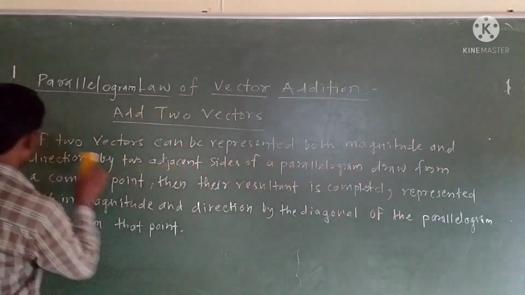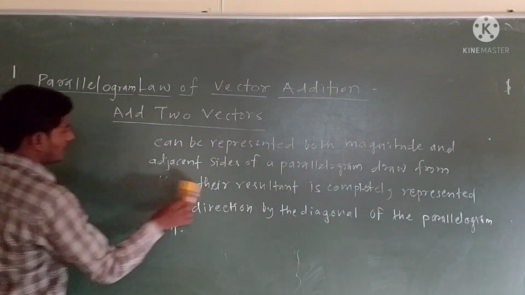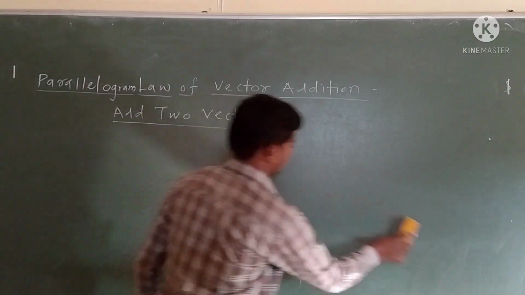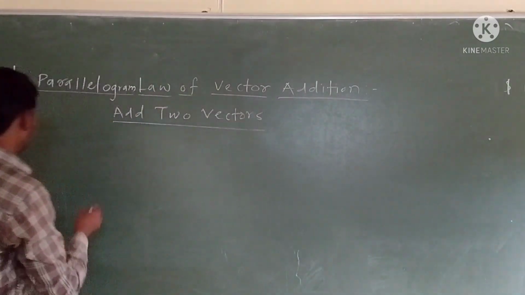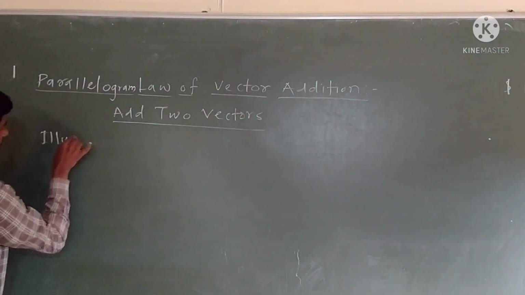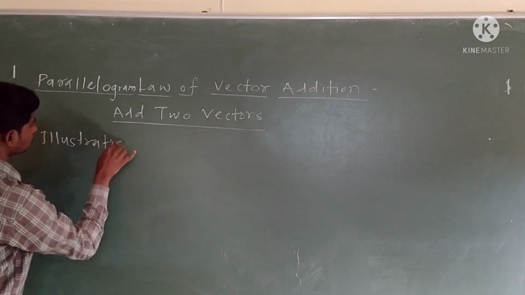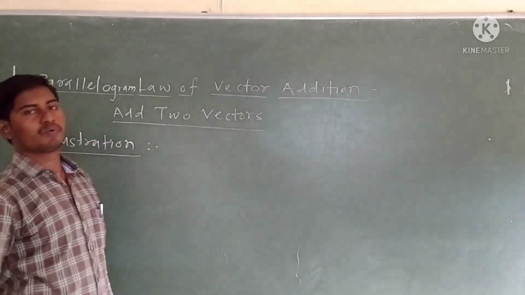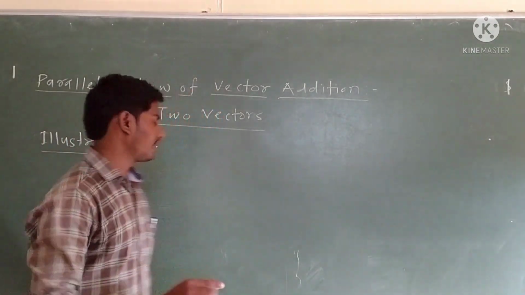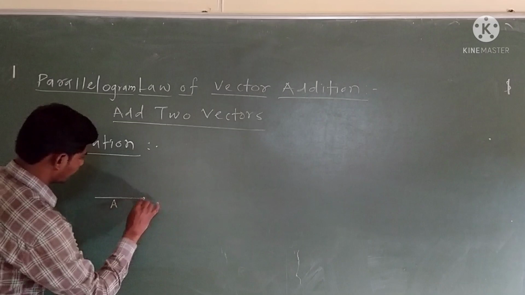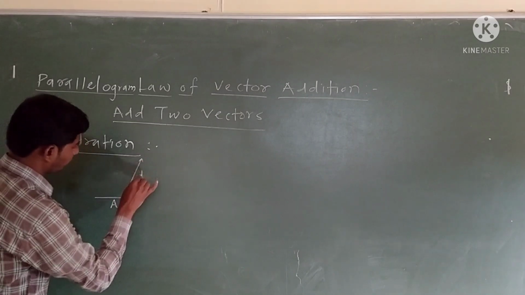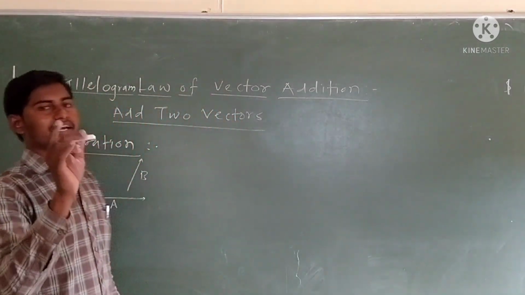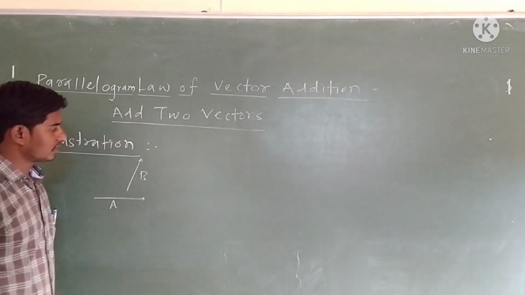Now from the statement, here is the illustration. Suppose we have two vectors, vector A and vector B. We wish to add these two vectors, A and B.